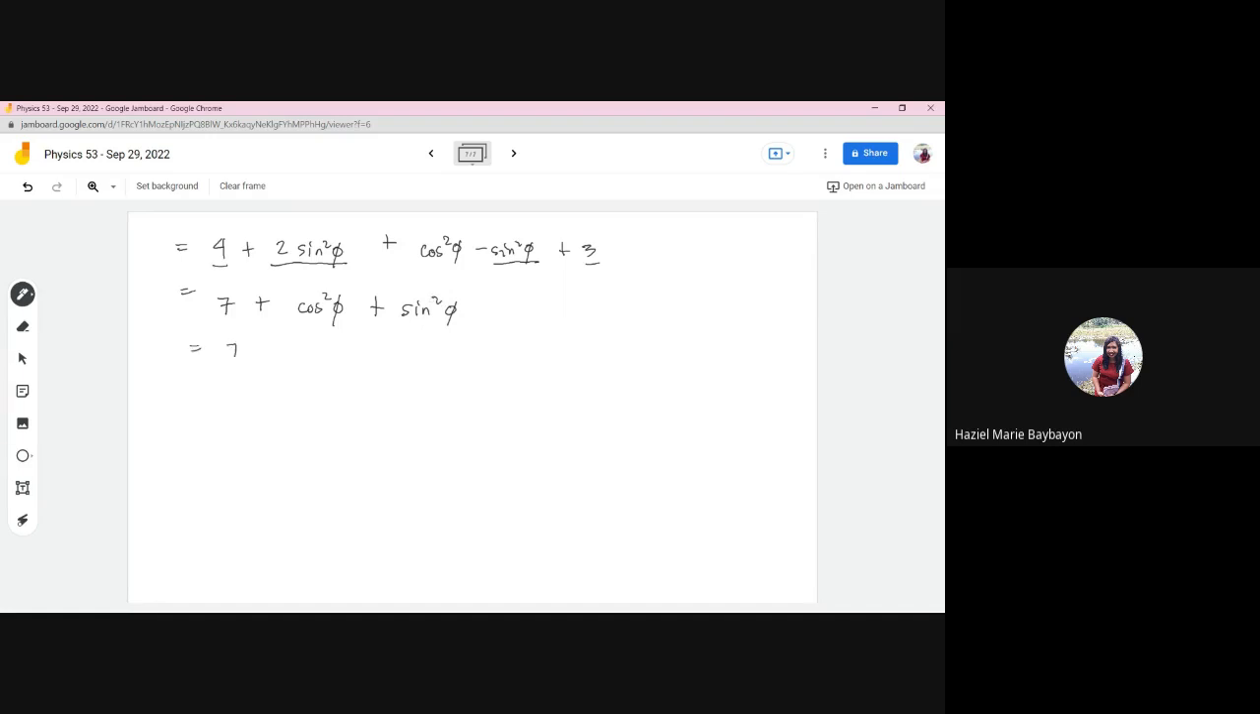So you have 7 plus, now take note that this term here, cosine squared theta plus sine squared theta, is just equal to 1. Okay, so this is just equal to 1. Therefore, you have 7 plus 1 equals 8. So this is the divergence of the vector.